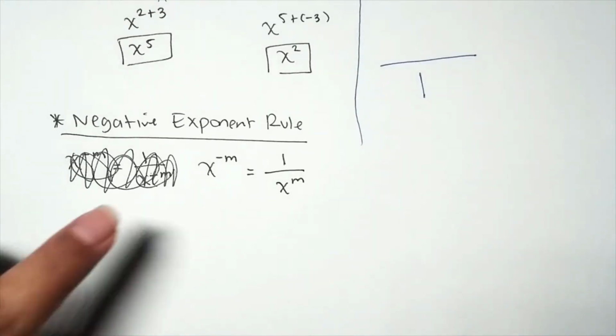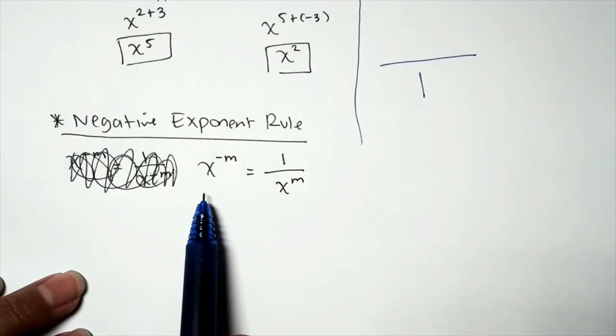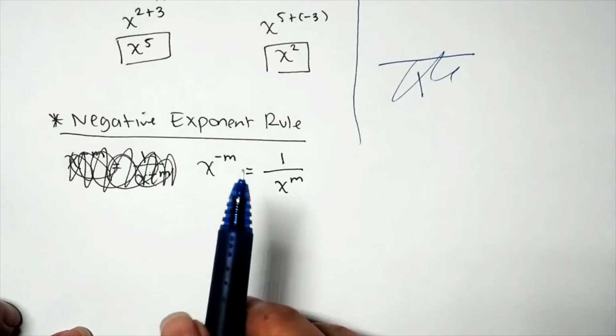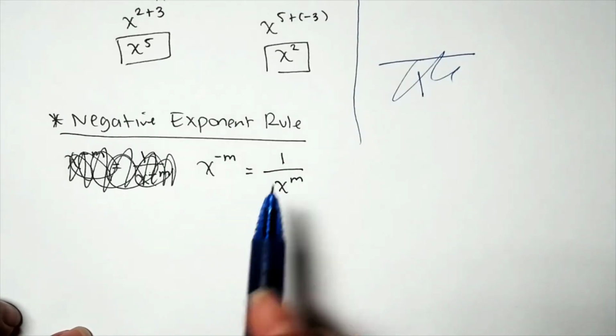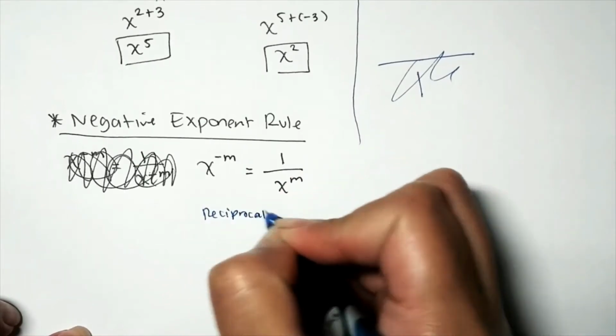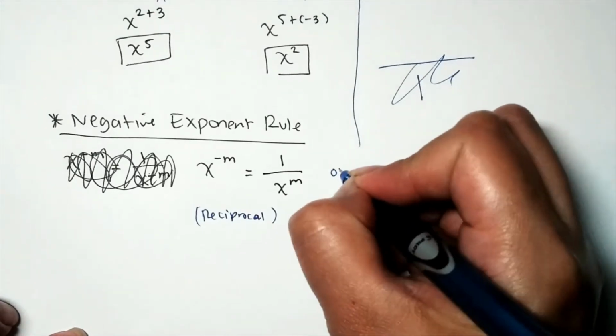So pretty much what I want to get out is this. If you have a factor and it's being raised to a negative power, to make the exponent positive, you're going to move the factor to the other side of the fraction bar. So pretty much we take the reciprocal. Okay, so this is how it's written in the books, but let me write the word or.